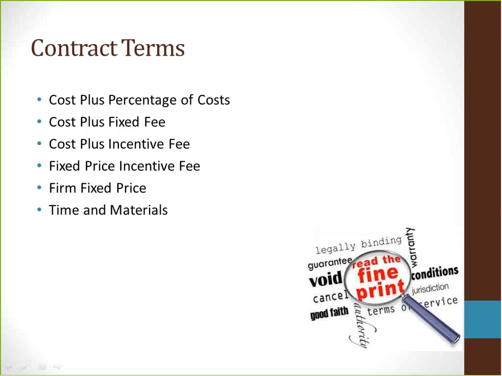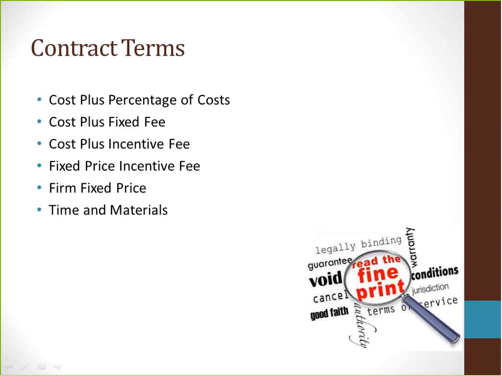Next is cost plus fixed fee. It has a high risk to the buyer and only moderate risk to the seller. It provides that the seller be reimbursed for allowable costs for performing the contract. And in addition, the seller receives a profit and fixed fee payments, usually based on a percentage of estimated costs.